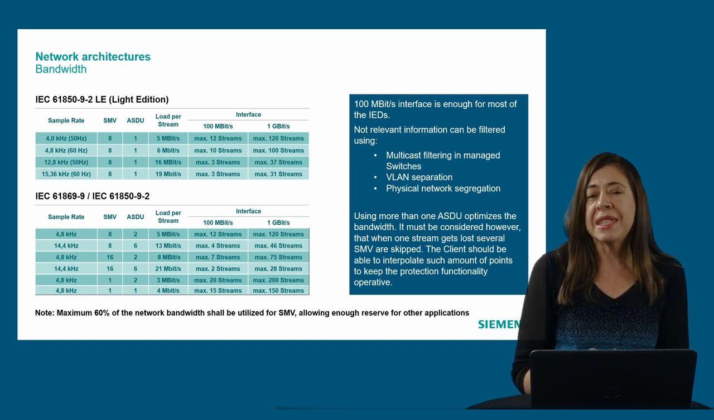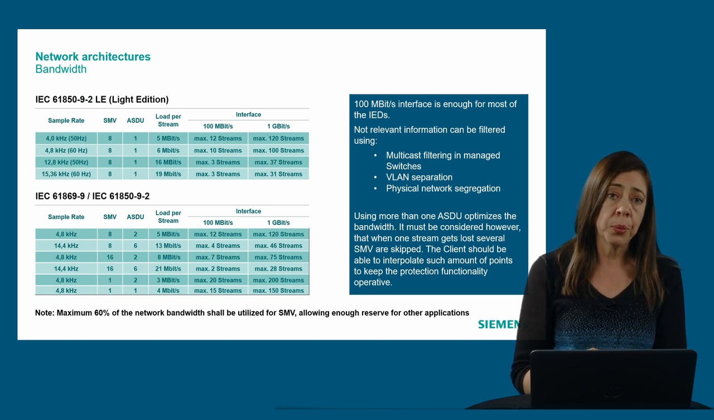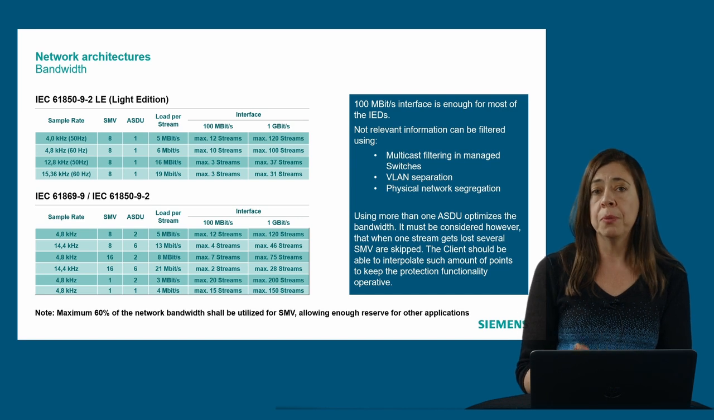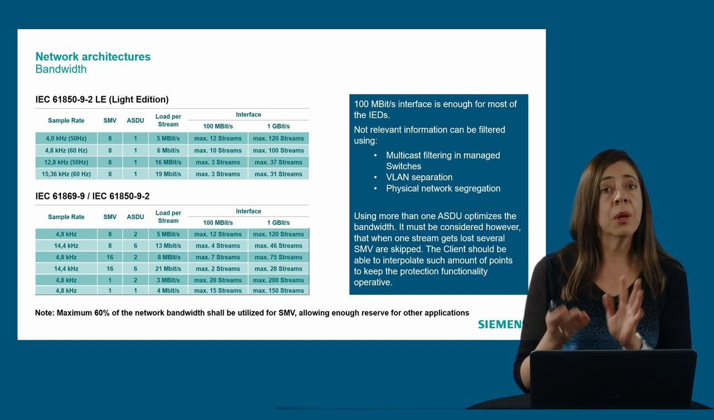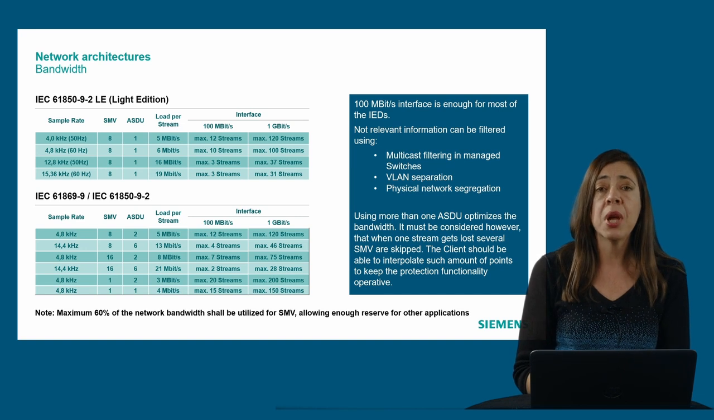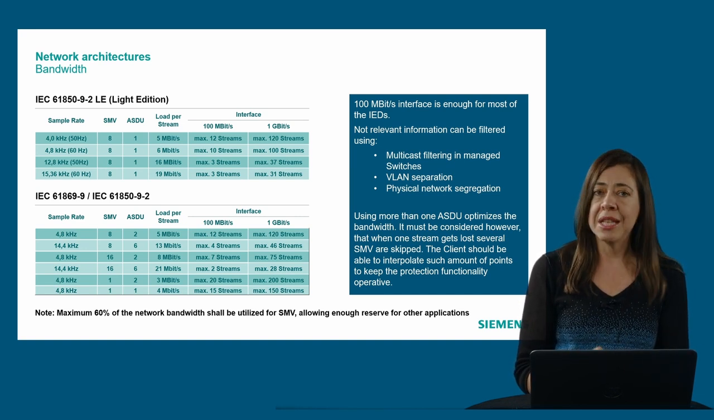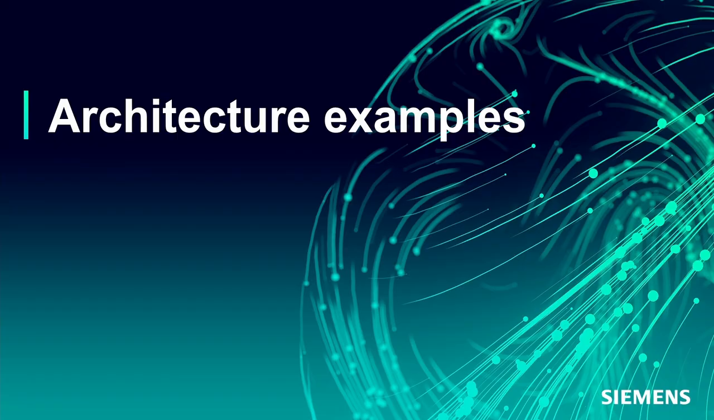As a design value, keep the use of the network below the 60% for sample measured values. In such a way, you can be sure that all other messages, as GOOSE messages or synchronization messages, can also be transmitted without any risk of overflow. So now let's see some architecture examples.